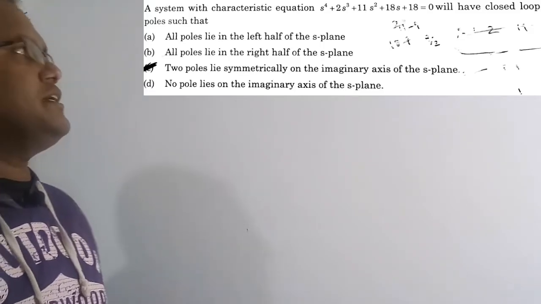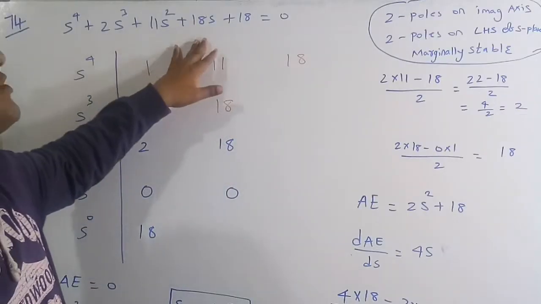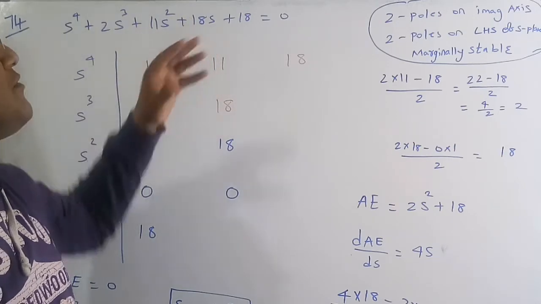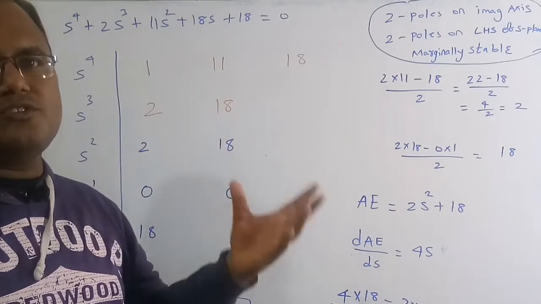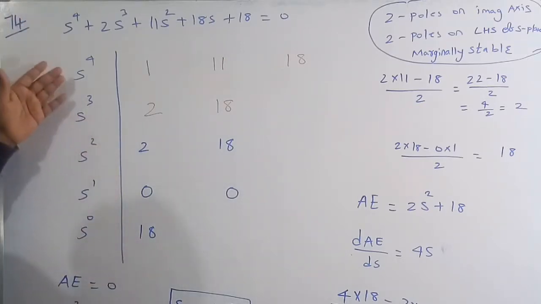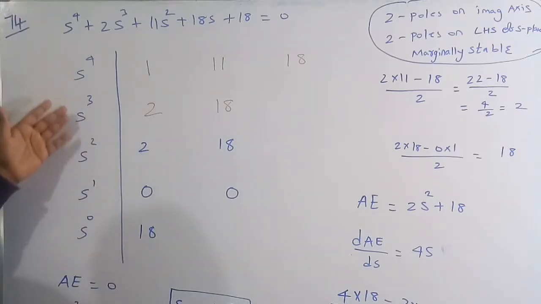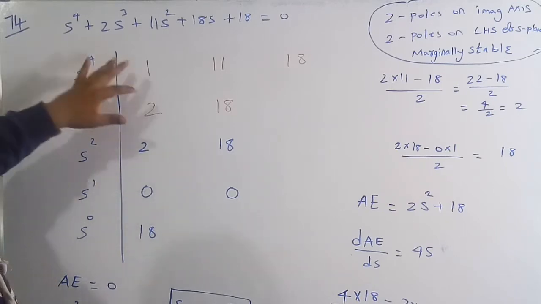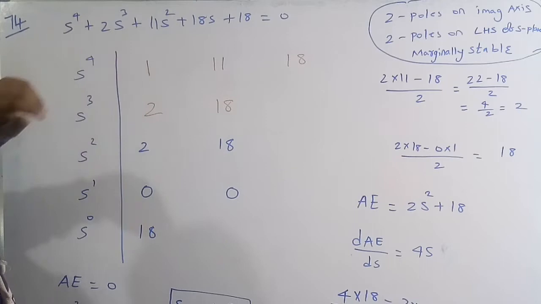So let's solve this numerical. Basically this is the question they have given. It is a characteristic equation. Based on this characteristic equation, we have to comment on the nature of the poles, on what axis they are going to lie. So the first thing is you have to write in this order, which is s to the power of 4, s to the power of 3, s to the power of 2, s to the power of 1 and s to the power of 0. And the first two rows you have to fill based on this characteristic equation.